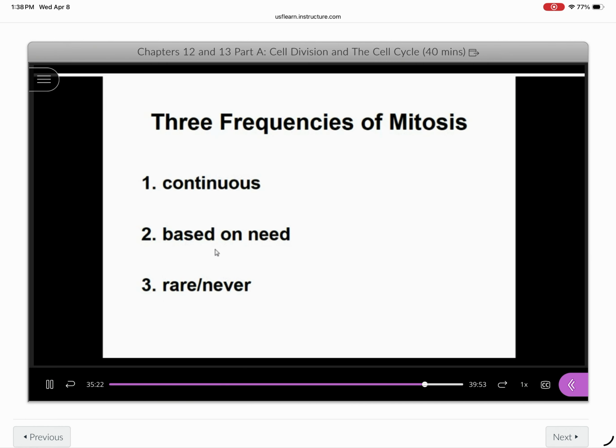Some cells will only divide when you need more of them. The textbook example is the liver. So if you consume alcohol daily, I mean, really what I'm getting at is if you're an alcoholic, probably don't consume alcohol daily. Let's say that. Okay, that's too much. I think in many cases.